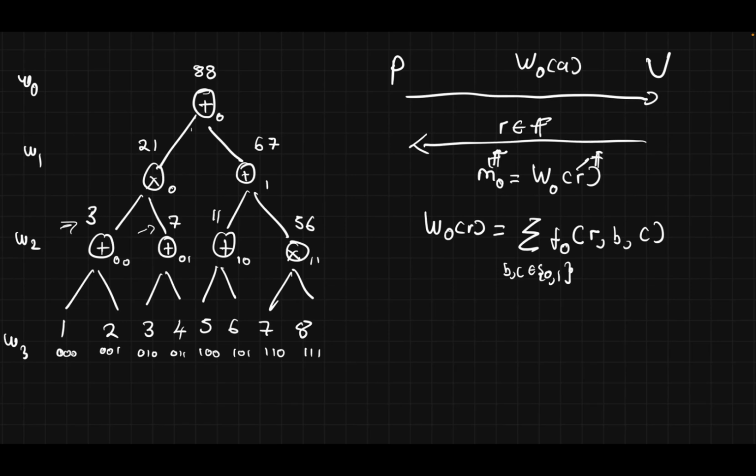But now you can't trust this, right? Because the prover could have given you any W0. So what you want to do is somehow reduce this claim. So this is the claim, this is like our first claim.